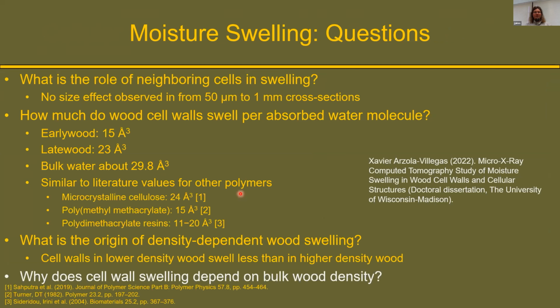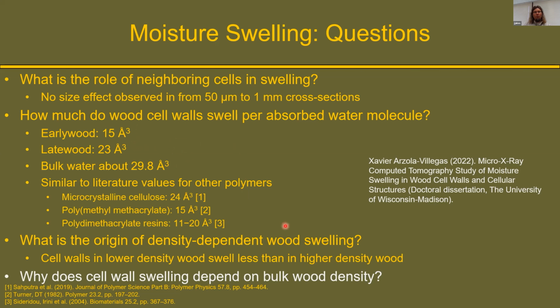So going back to our questions here, what is the role of neighboring cells in swelling? In terms of the specimens that we tested, we didn't see any size effect from 50 microns up to 1 millimeter. So that's a couple of cells across up to hundreds of cells across. How much do wood cell walls swell per absorbed water molecule? Early wood is about 15 angstroms cubed, whereas late wood is about 23 angstroms cubed. I'd like to point out that both of these are much lower than a water molecule of bulk water.